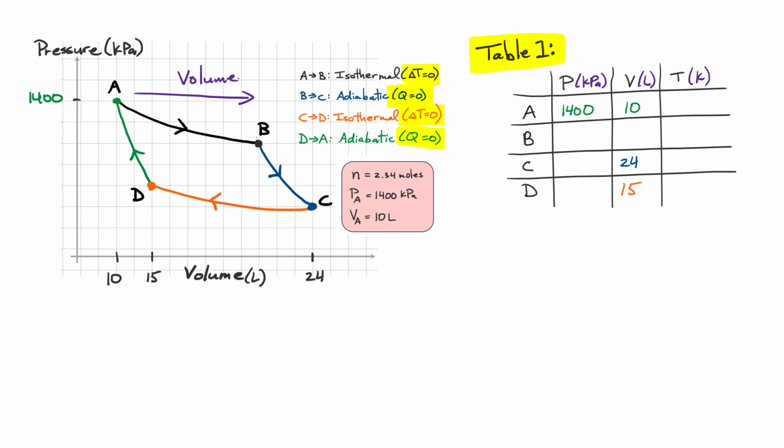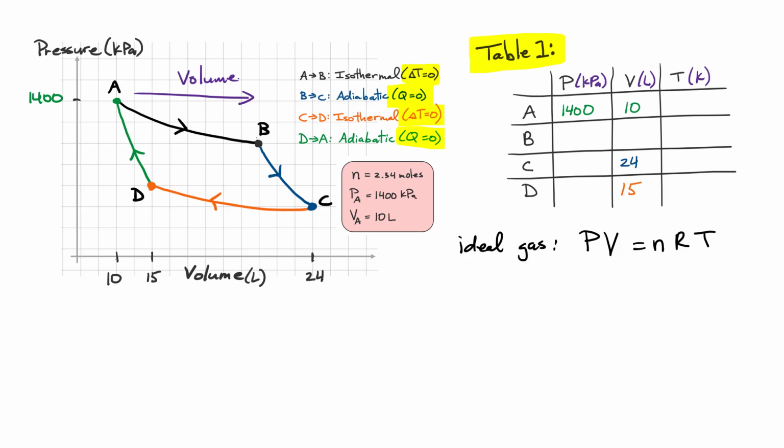I've given you the volume at two other points on this diagram. At point C, there is a volume of 24 liters. And at point D, there's a volume of 15 liters. Now, the key to filling out this table is that we're going to have to use some relationships, but one equation that we can use is the ideal gas law. Our ideal gas law says that anywhere in this diagram, pressure times volume must be equal to nRT. So if you know two variables, you automatically know the third using the ideal gas law, because I've given you the number of moles here.